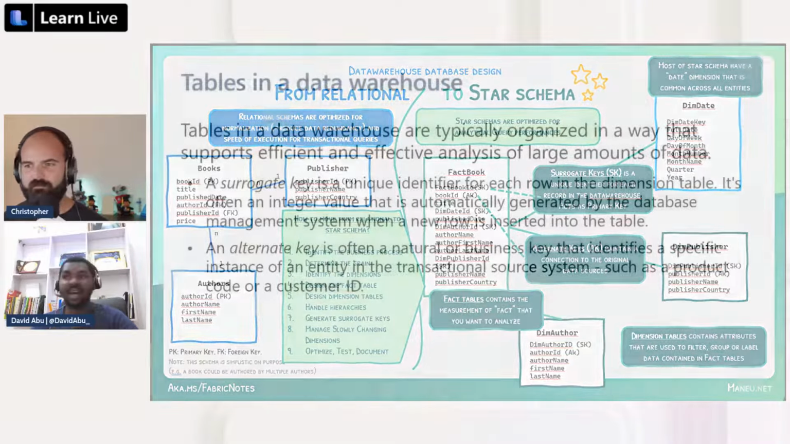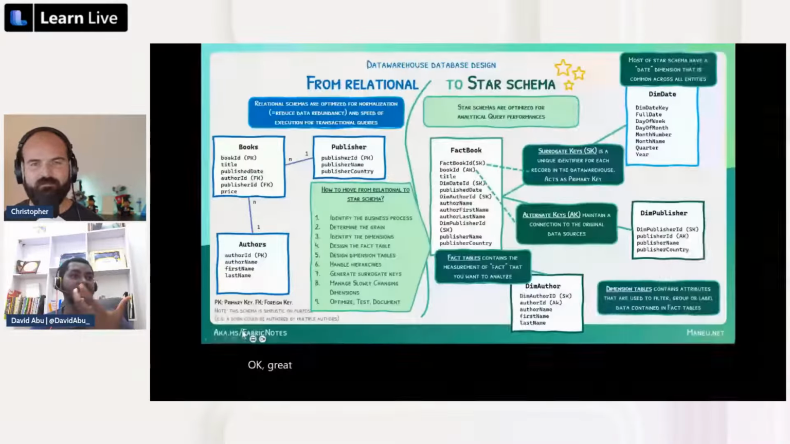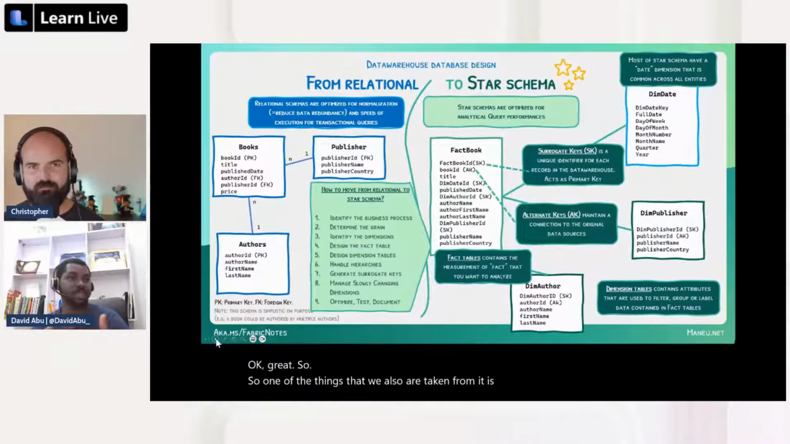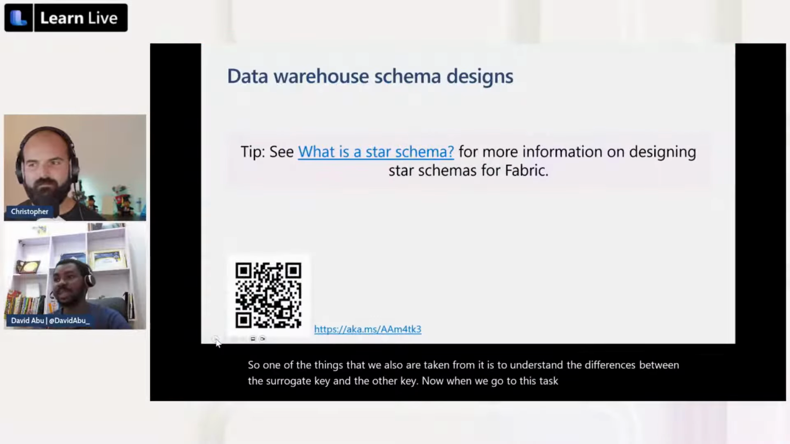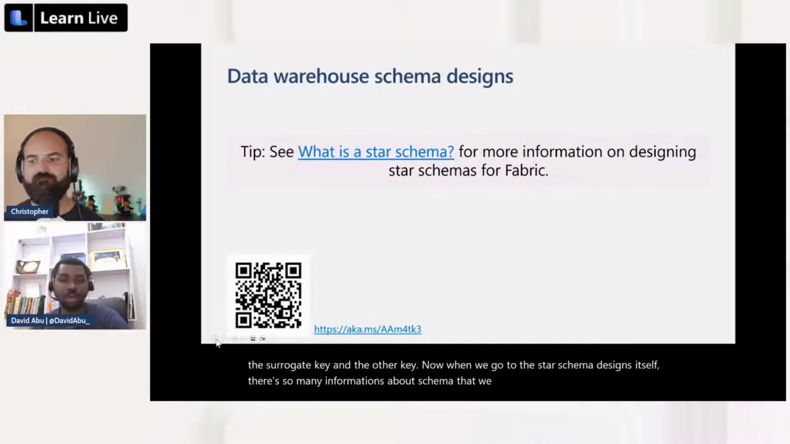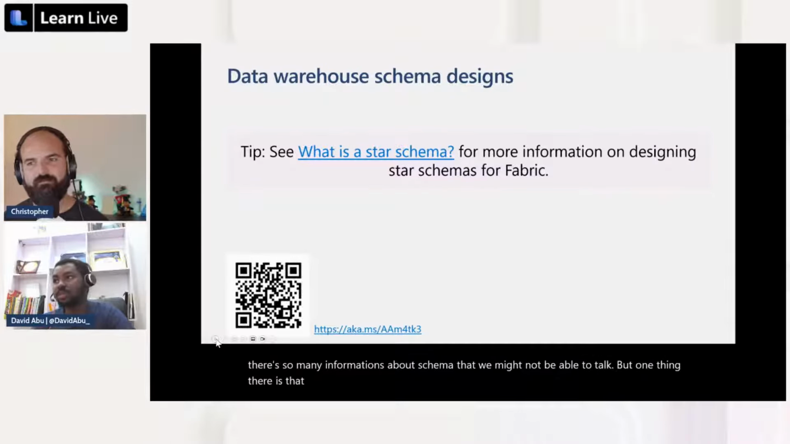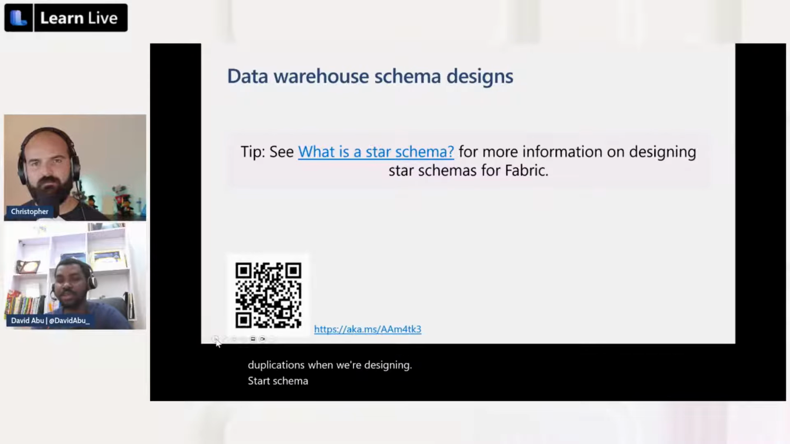Okay, great. So one of the things that we are also taking from it is to understand the differences between the surrogate key and the other key. Now, when we go to the star schema design itself, there's so much information about star schema that we might not be able to cover. But one thing is that when we use star schema, we are trying to reduce duplications.